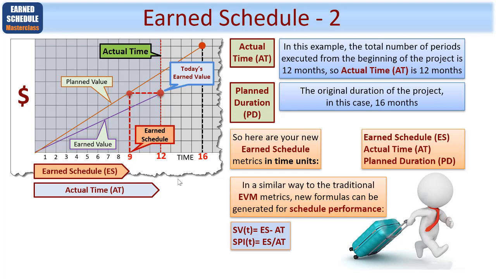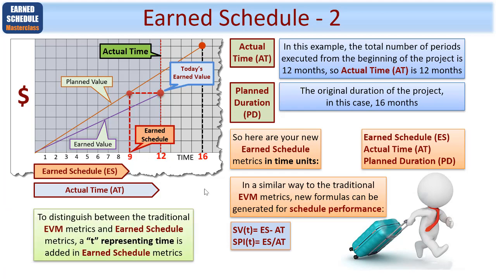Where's the earned schedule? Well, in this case it's 9. So we would calculate this by looking at 9 minus 12, which, as you would rightly expect, shows you a negative number, showing you that you're behind schedule, just as this shows here.